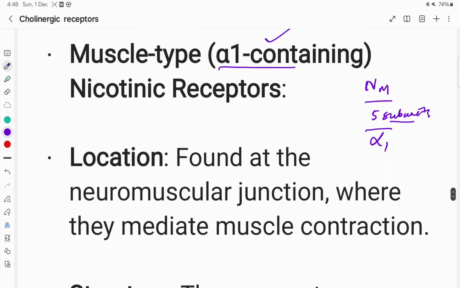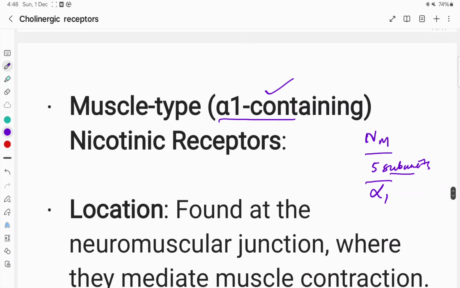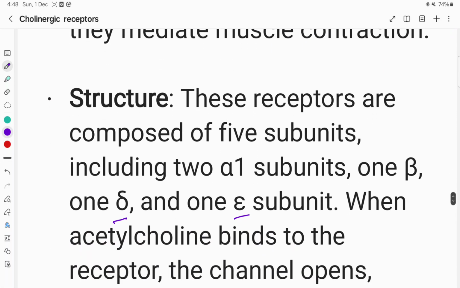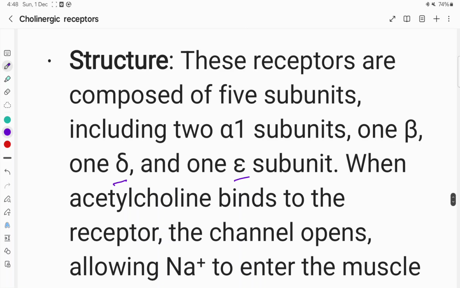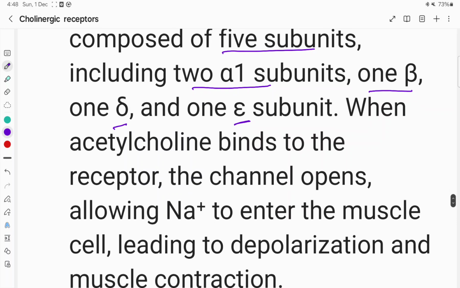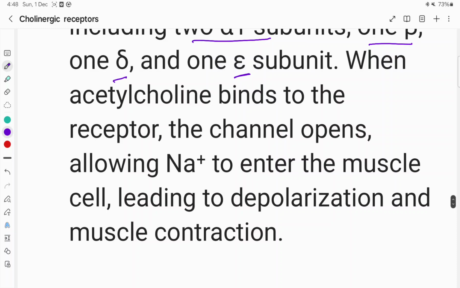But mostly the muscle type is alpha 1 containing, found at the neuromuscular junction, and the most common one contains 5 subunits, where 2 alpha 1 subunits, 1 beta, 1 delta and 1 epsilon subunit are there. For more details, you can refer to the nicotinic acetylcholine receptors. When acetylcholine binds to the receptor, the channel opens, allowing sodium to enter into the muscle, leading to depolarization and hence muscle contraction.